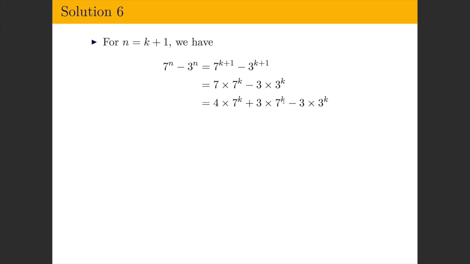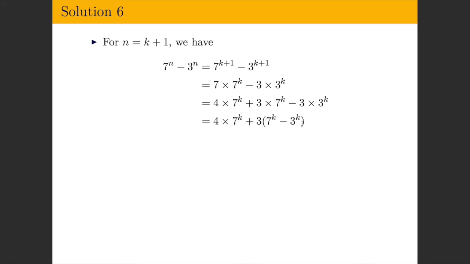Now there's a reason why I've done that. The first reason I've split that is because I've got 4 times something, so I know at least this part of the expression will be divisible by 4. But also you see how I've got a minus 3 times 3 to the k, and now I've got a plus 3 times 7 to the k, which means I might be able to take a common factor of 3 out here. And as you'll see in the next step, that's exactly what I've done. I've taken a common factor of 3 between these two expressions here.